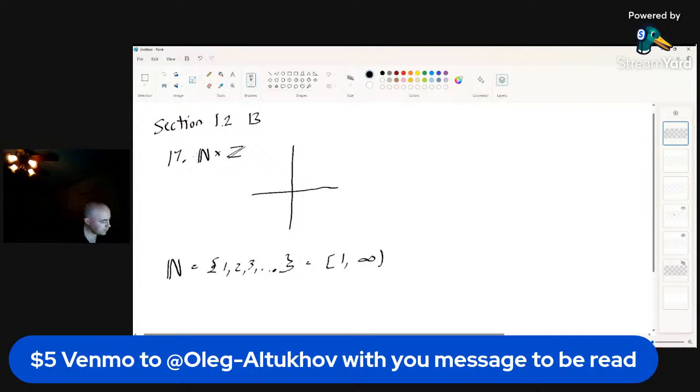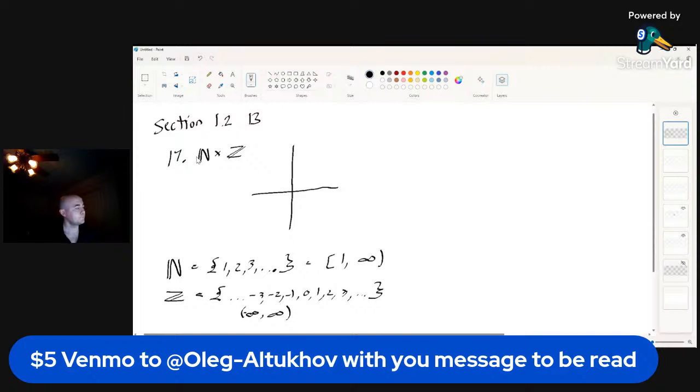Now our integers. Zahlen, that's what the Z is. It's German. It means numbers. Negative 3, negative 2, negative 1, 0, 1, 2. Also whole numbers. And so they range from negative infinity to infinity.